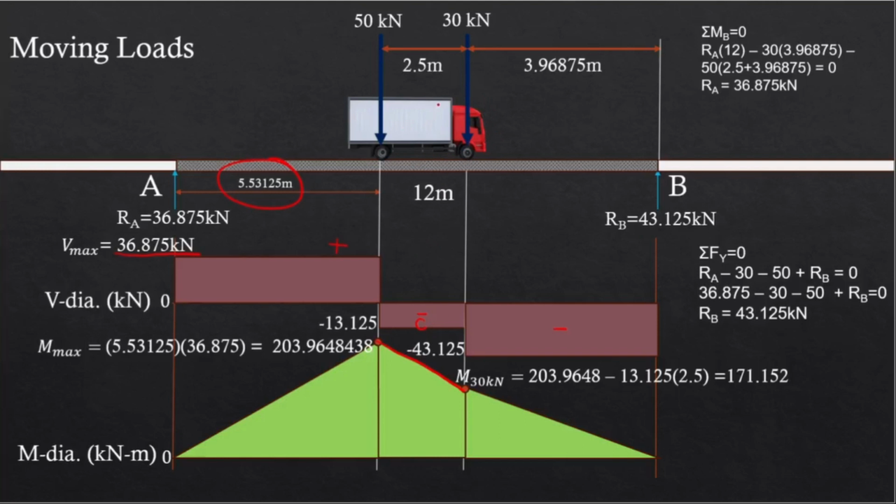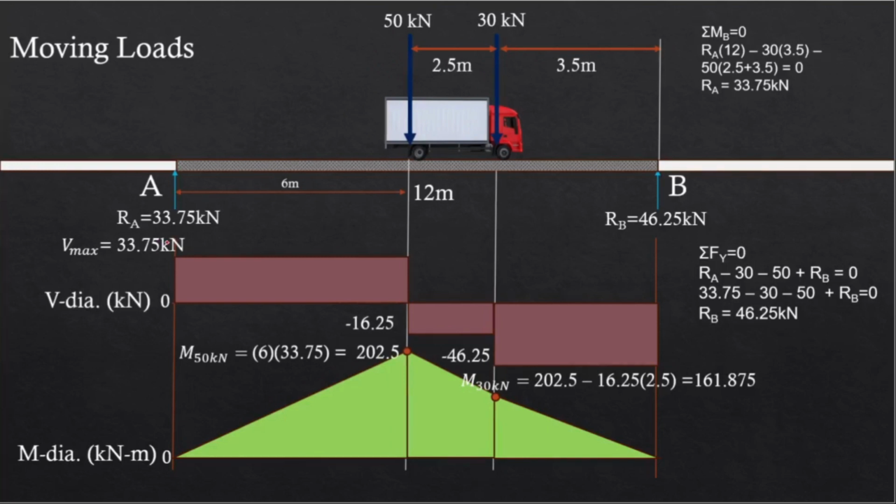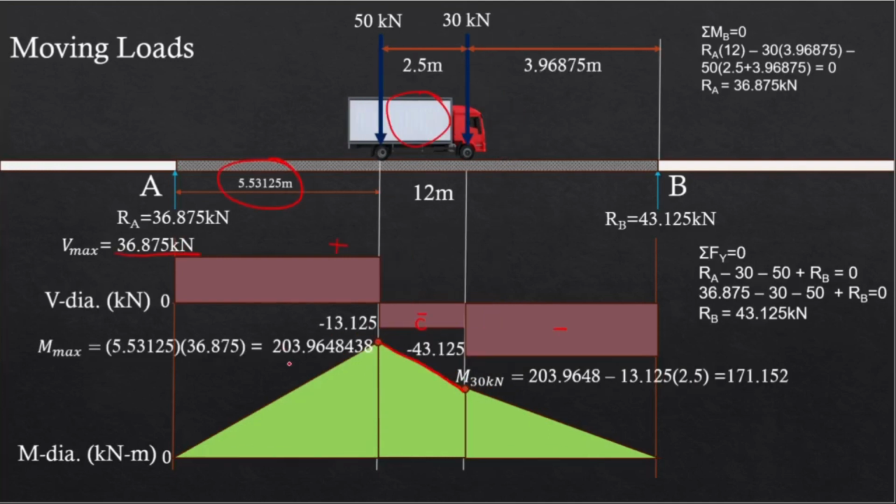If we're gonna move the truck, let's say something greater than 5.53, let's say 6 meters, we now have this configuration. Now, as you can notice, the shear value continued to decrease, and then the moment under the 50 kN load is still the larger moment value compared to the moment value under the 30 kN load. However, it has decreased to 202.5 instead of 203.96.